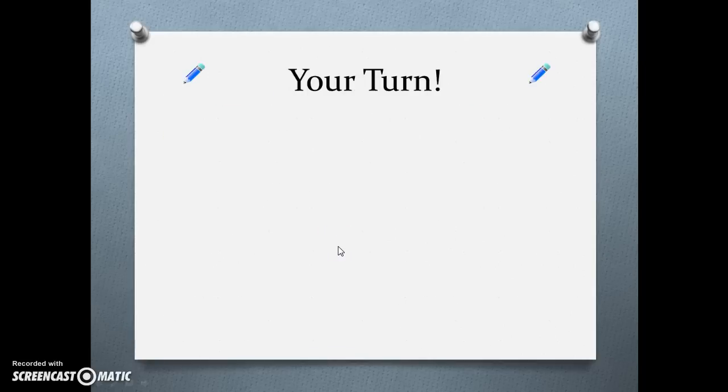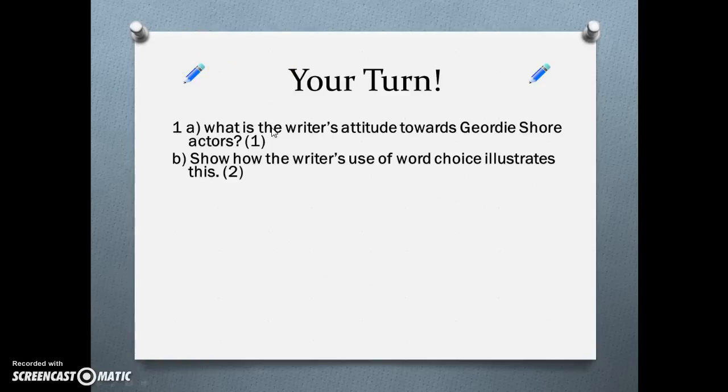Now I'd like you to have a go at using the strategy. Notice again that we've got our blue pencil at the top of our slide. That means you are going to have to write this in your notes jotter. I've actually split this question into two. So 1A is worth 1 mark, and it says, what is the writer's attitude towards Geordie Shore actors? And then 1B, this is your word choice question: show how the writer's use of word choice illustrates this.